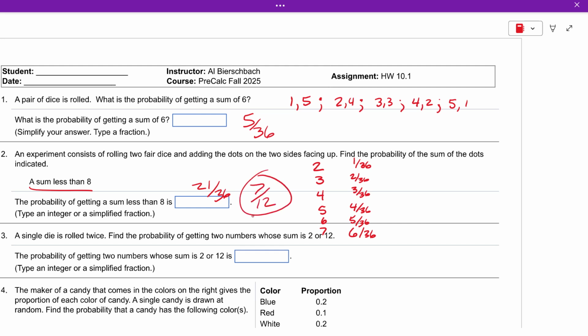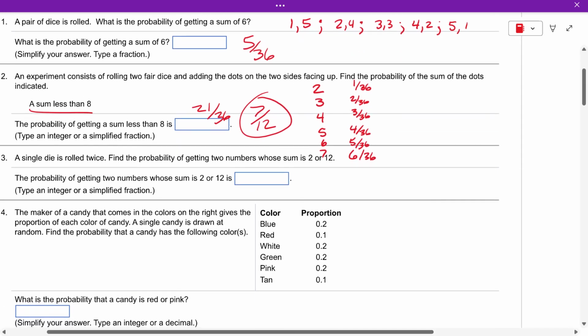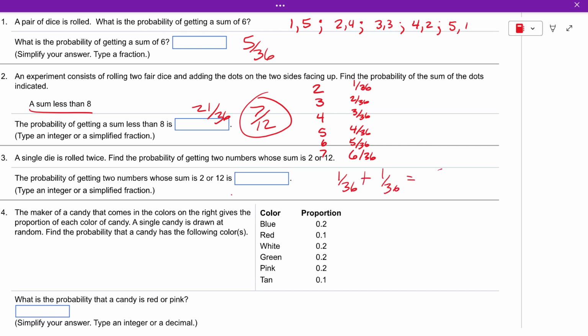7 out of 12. Okay. A sum of 2 or 12. A sum of 2 is 1 out of 36. A sum of 12 is 1 out of 36. We just add those together to get 2 out of 36, or 1 out of 18.